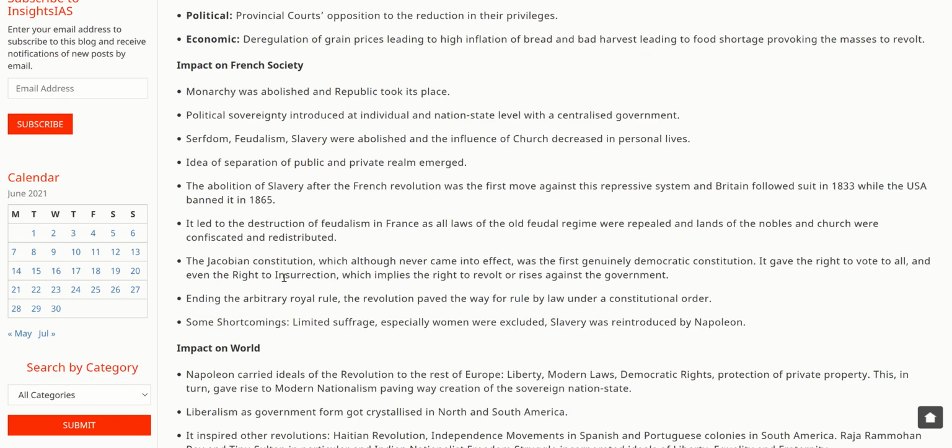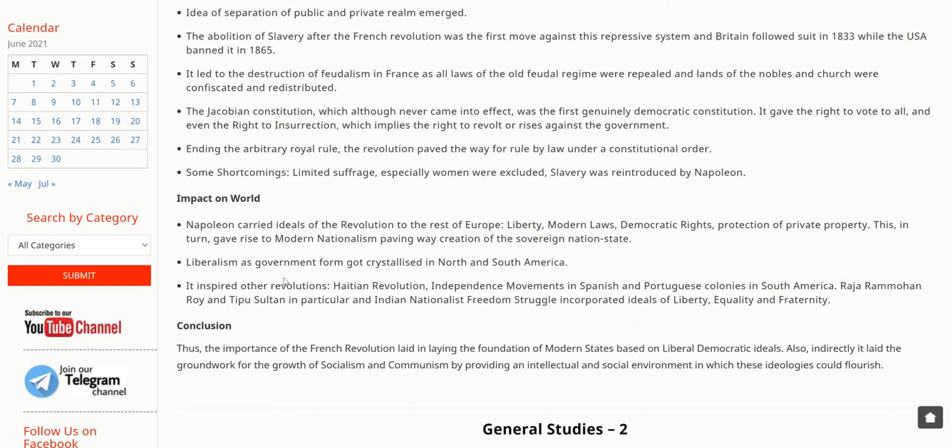The abolition of slavery after the French Revolution was the first move against this repressive system, and Britain followed suit in 1833. So it is the French Revolution that actually gives way to understand how a particular society needs to be governed, and that is how Britain also followed suit in 1833, while the USA banned it in 1865.